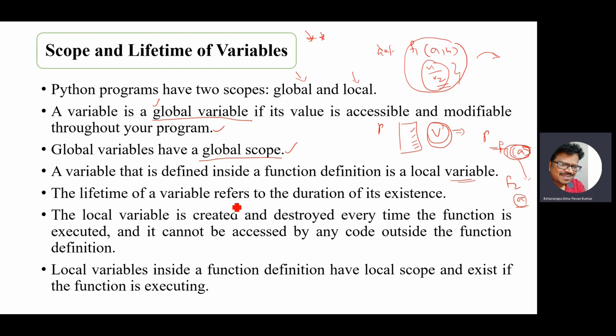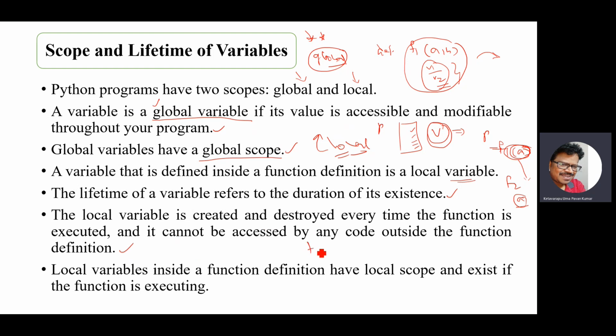The lifetime of the variable refers to the duration of its existence. In terms of the global, I can say throughout the program, whereas in terms of the local, I can access the variable only with respect to that particular function call. The local variable is created and destroyed every time the function is executed, and it cannot be accessed by any code outside the function definition. It is pretty clear, guys.